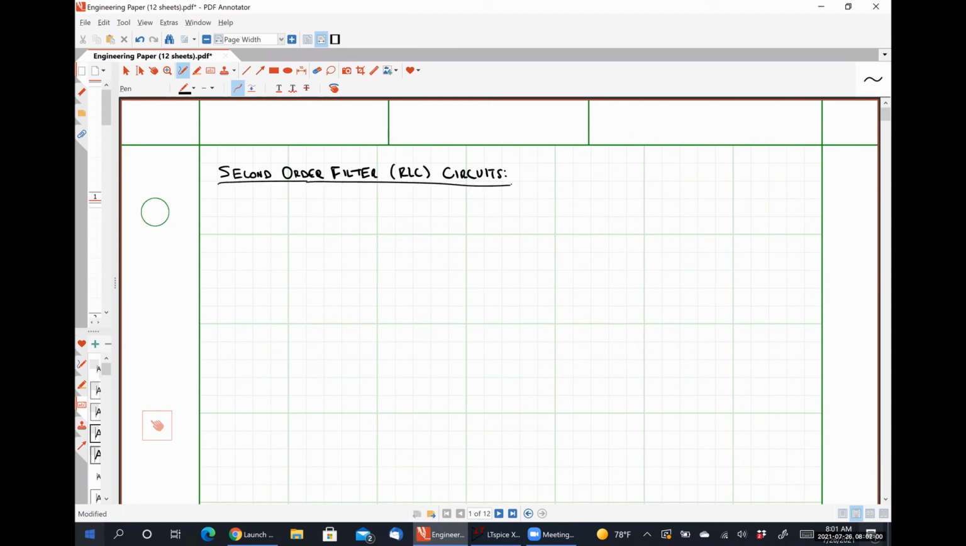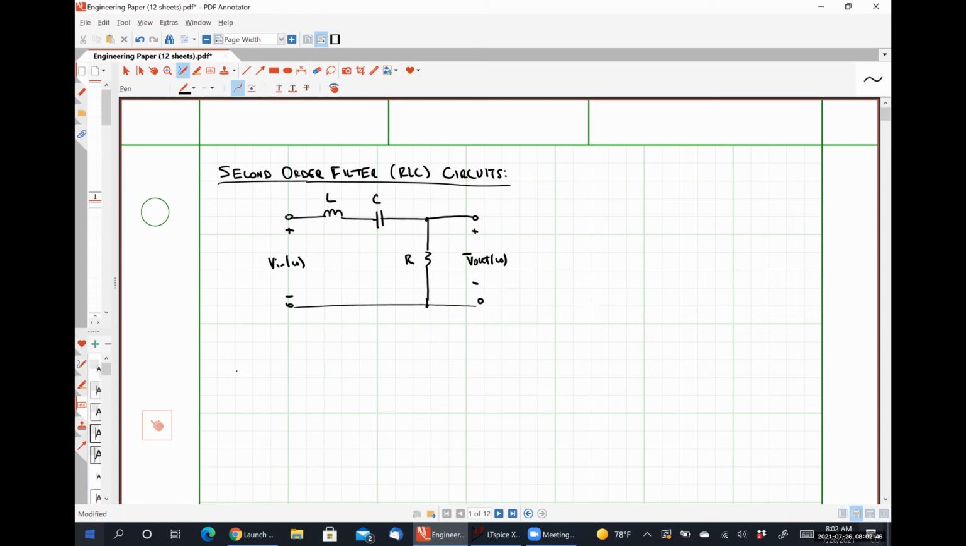So let's start with this circuit, where we have an inductor L in series with some capacitor C. And then we are going to take the voltage drop over our resistor R as our output signal. And as per usual, we will apply our input voltage here on the left.